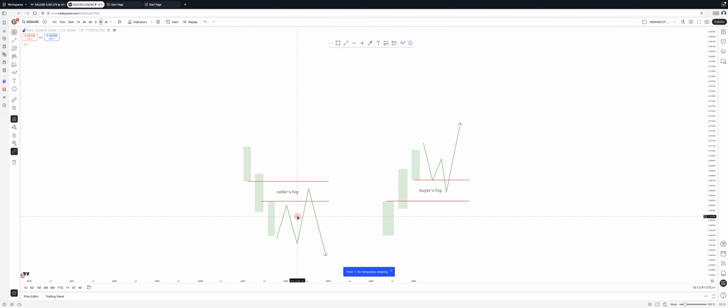But in this video, I'm going to show you the best way to use fair value gaps when you want to use them as a point of support or resistance, because that's basically what most people use them for. Just like this, they were selling from it here, they were buying from it here. So let's see the best way to actually use a fair value gap.